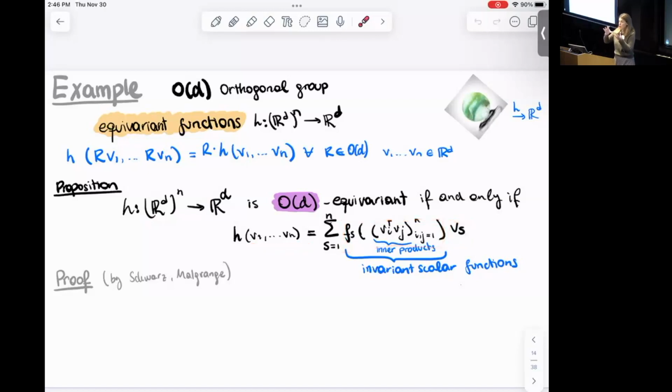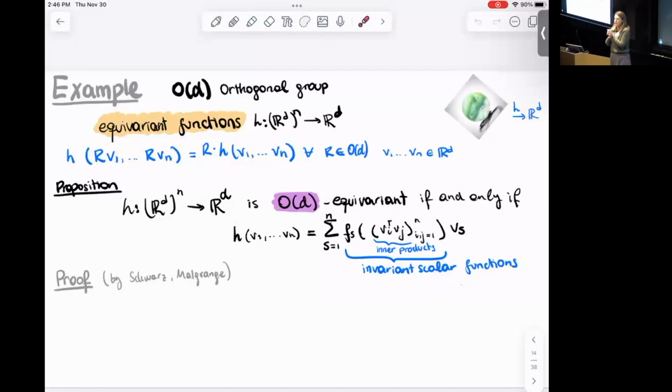If you think of rotations, it's not true that you can write any rotation equivariant function as a linear combination of your inputs. You can take two vectors and then the cross product, which is like the normal direction. That is also equivariant with respect to SO(d), but it's not in the span of the vectors, okay? But you can generalize this result.